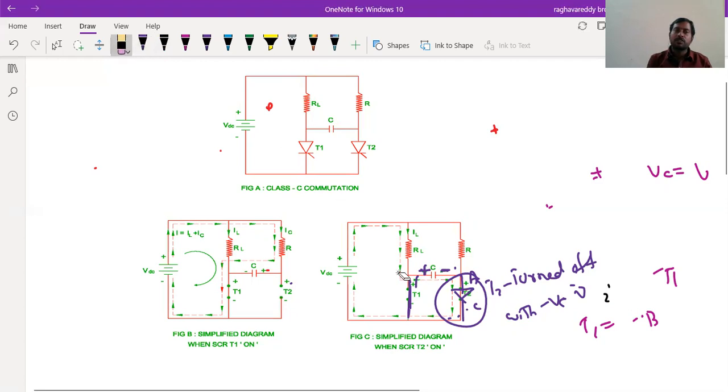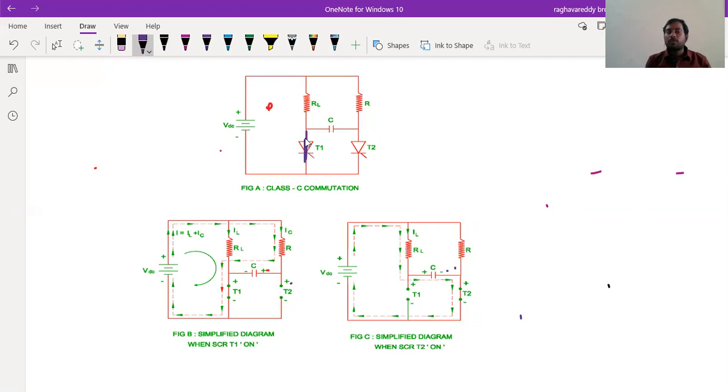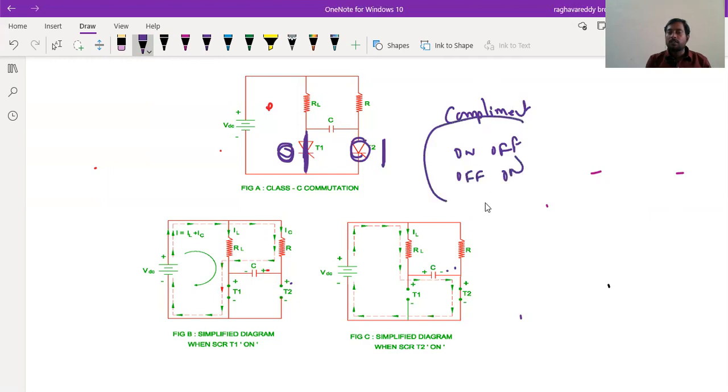So finally my conclusion is, in this way this classic commutator circuit will work. Once thyristor T1 is in conduction mode, thyristor T2 will be turned off. Once thyristor T2 is turned on, thyristor T1 will be turned off. So we confirm that this is just like a complement. One is on, another one is off; another one is off, and another one is on. This is why this is called a complementary commutation.